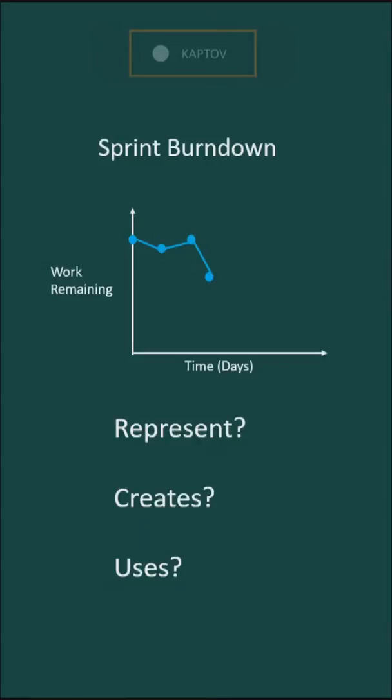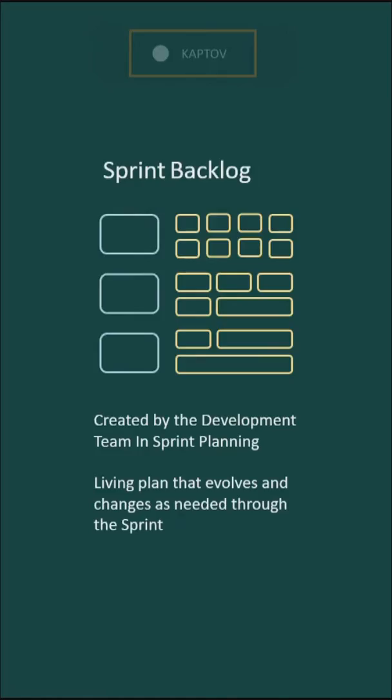So the Sprint Burndown. Let's talk about what it represents, who creates it, and who uses it, and how it is used. To begin with, I want to talk about the sprint backlog, because it's hard to talk about a sprint burndown without talking about the sprint backlog. The sprint burndown ultimately represents how much work is remaining in the sprint, and the work remaining in the sprint is typically captured in the sprint backlog.